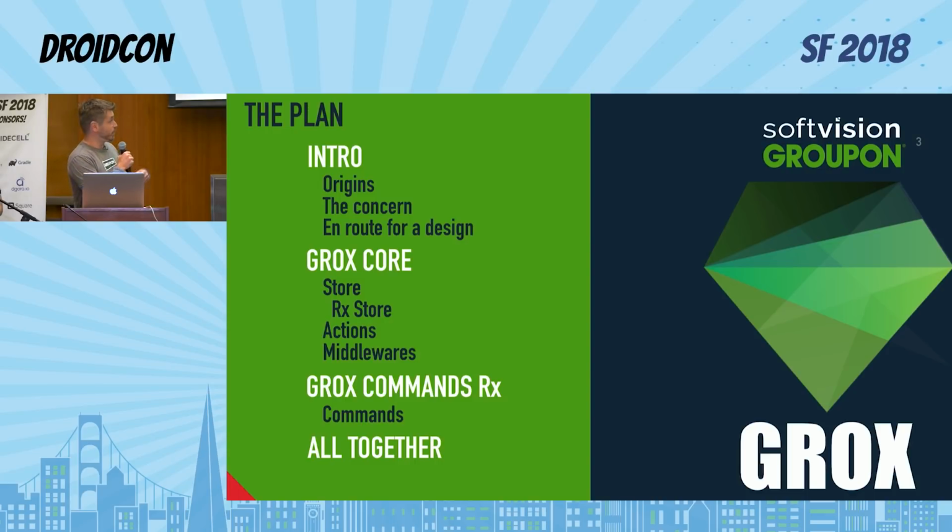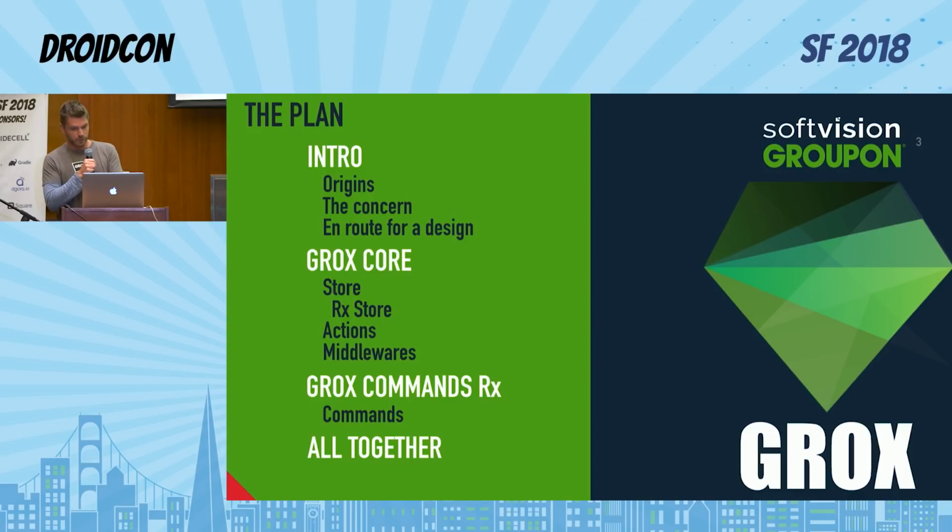Then we will exemplify all this with some code, where we're going to present the main entities inside the Grox core artifact, which is the main artifact of the Grox library. Inside you can find a store, also actions and middleware, so we will explain what that means. We will also go through the Rx store, which is an extension of the Grox core, especially designed for Rx to make the code more reactive. Then we will explain what a command is, which is really the most Rx-tied part of Grox. And we will see how to wire everything together in a typical Grox application.